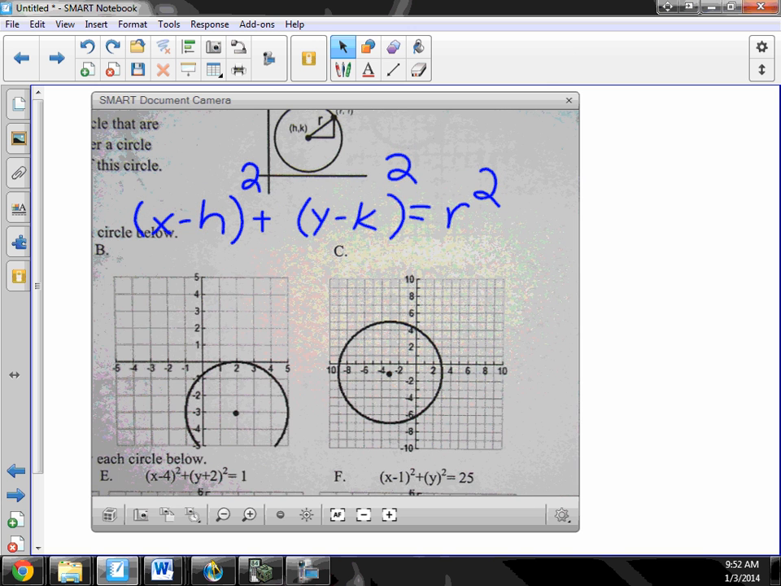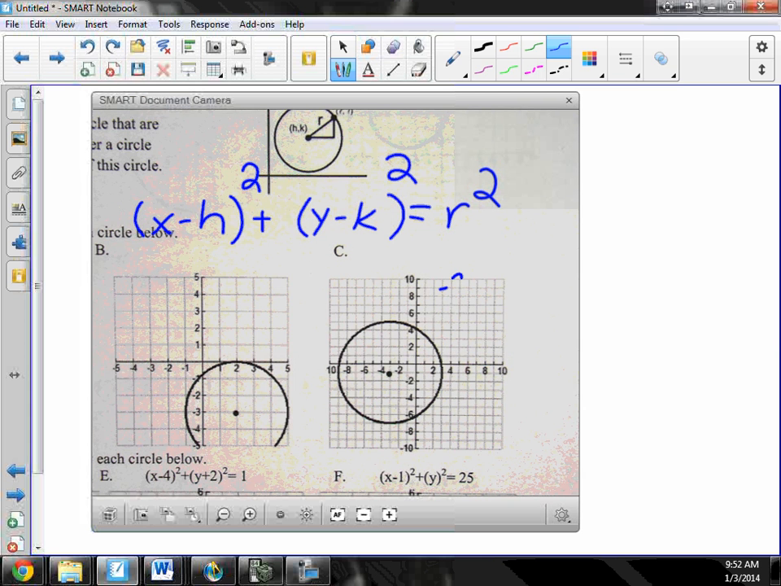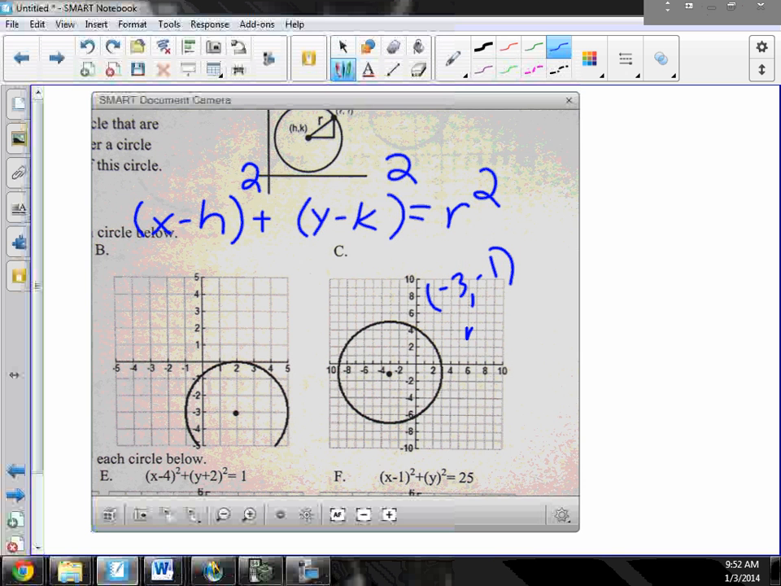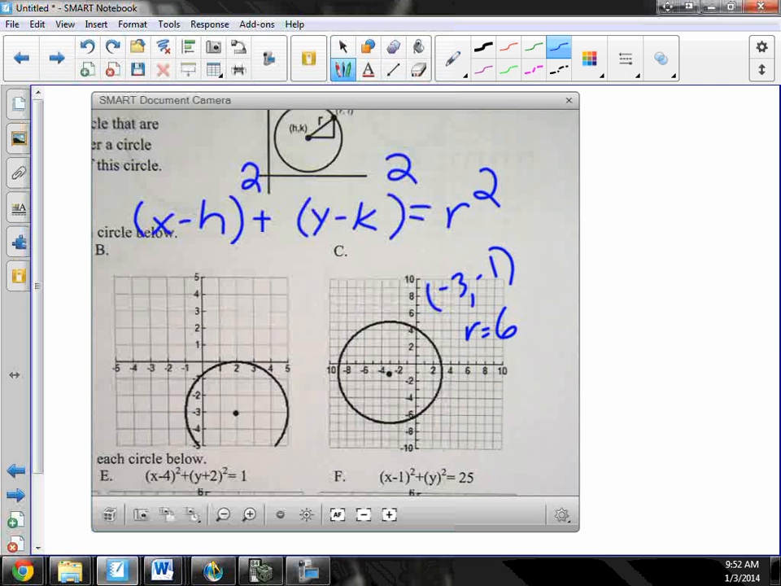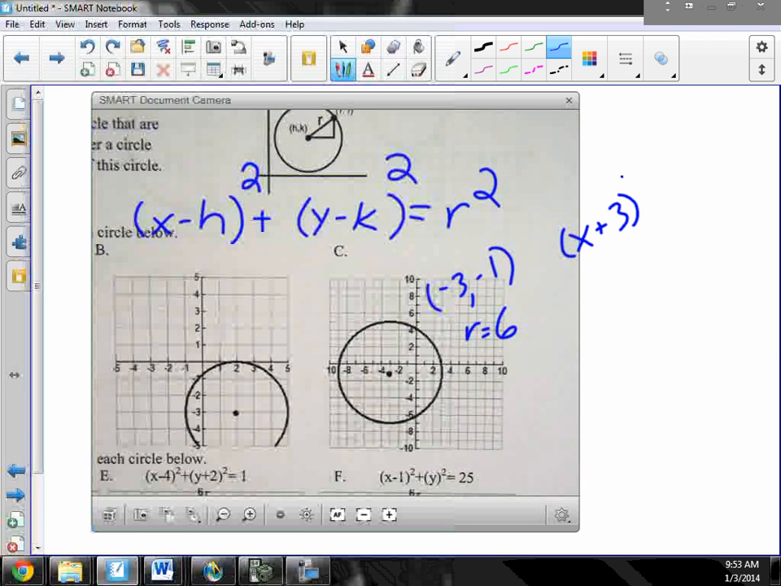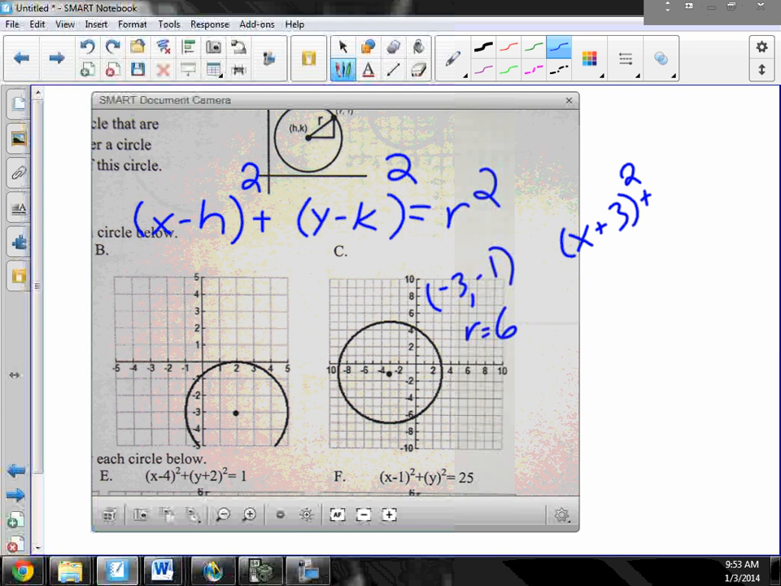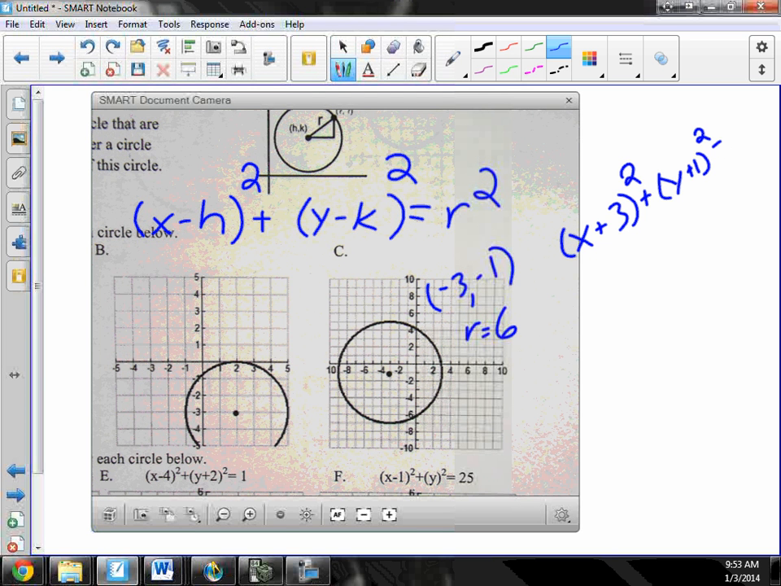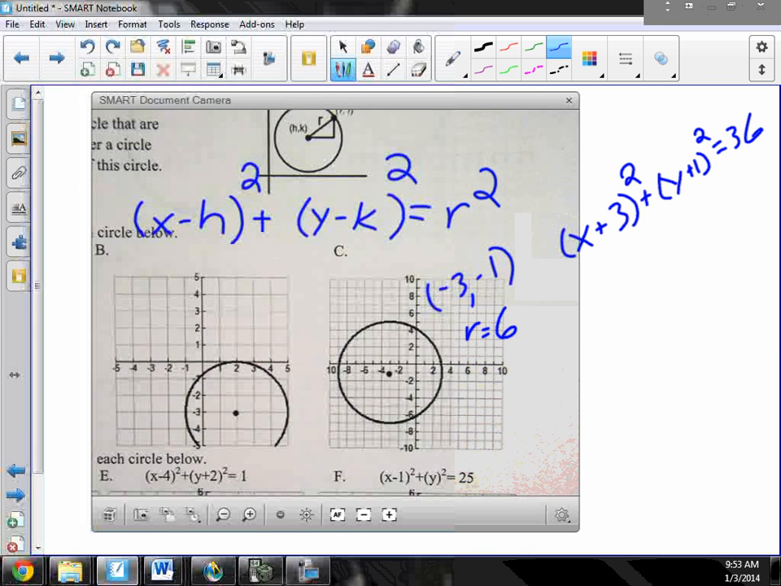Number C. So my center is negative 3, negative 1, and my radius is 6. So what is the formula going to look like? x plus 3 squared plus y plus 1 squared equals 36. We don't need to graph that in our calculator. It's already graphed for us. We just needed the equation. Okay.